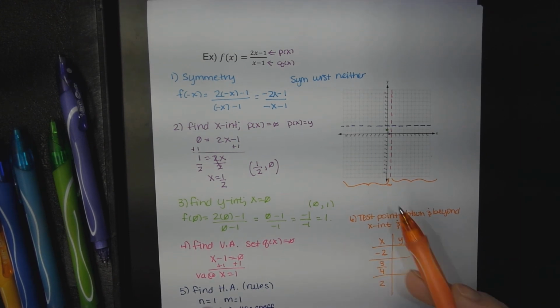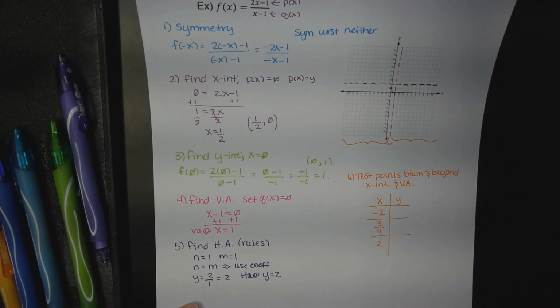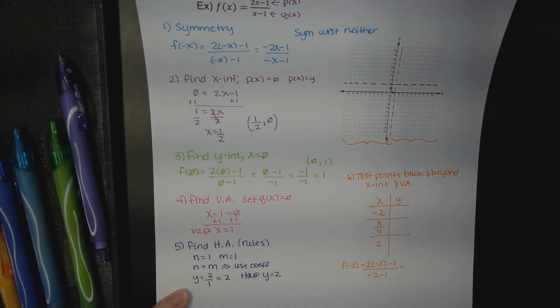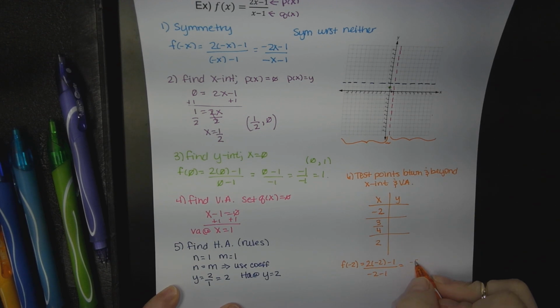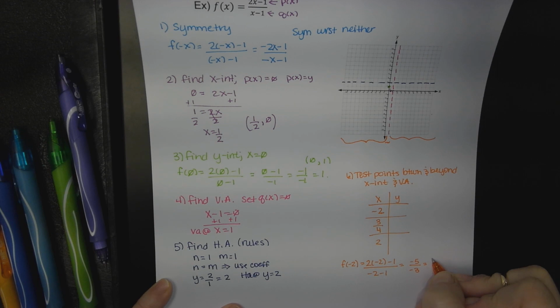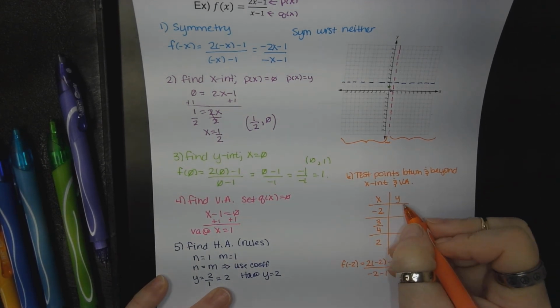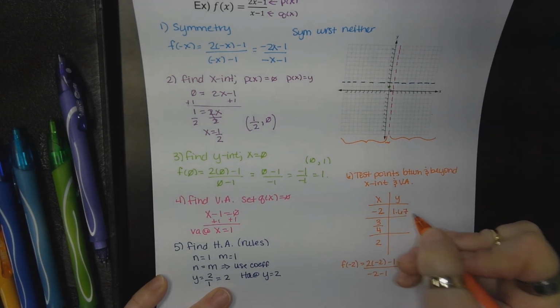Now what we do is we plug these into our function and see what we get out of it. So we're going to take f of negative 2, that's going to equal 2 times negative 2 minus 1 over negative 2 minus 1. So 2 times negative 2 is negative 4. That's going to give us negative 5 over negative 3, which gives us approximately 1.666 continuously. So our output here is 1.67. We could round that.